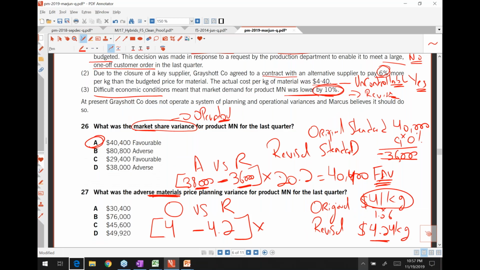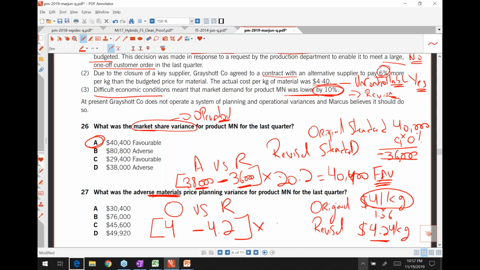I know Marcus is responsible for operational only, Abu Bakr, but they are asking you to work out. So why can't you work out then? You have to show the workings. Because he's not responsible, that is why we are working out planning and operational. So actual we need.